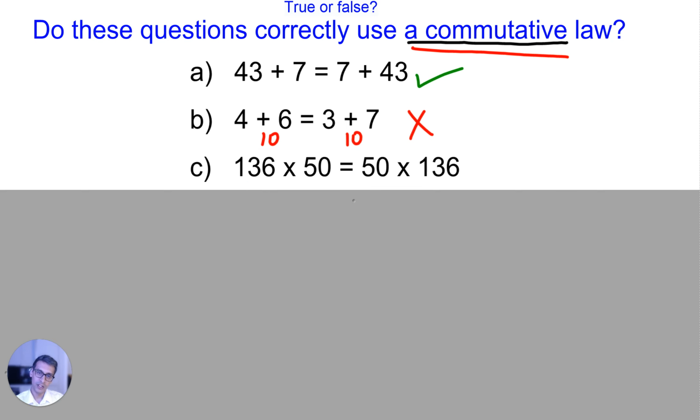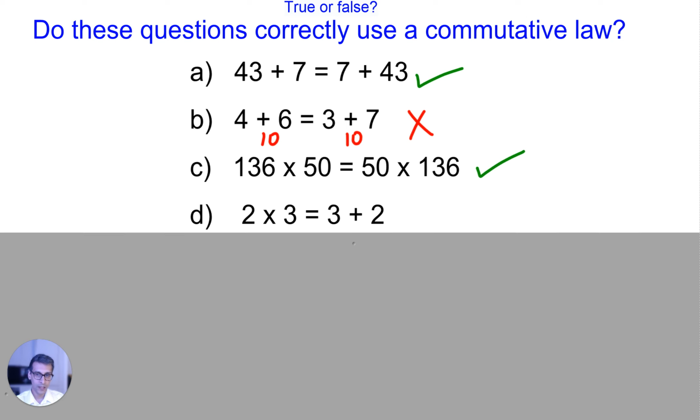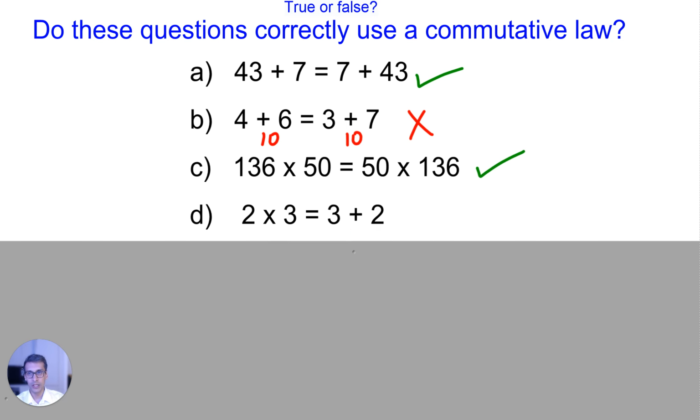How about 136 times 50? Is it equal to 50 times 136? And is it using a commutative law? So hopefully you said that this is true. 2 times 3 is 3 plus 2. So we can see we're using commutativity, but the operation is different here. So that's a multiplication and that's an addition. So this is false.